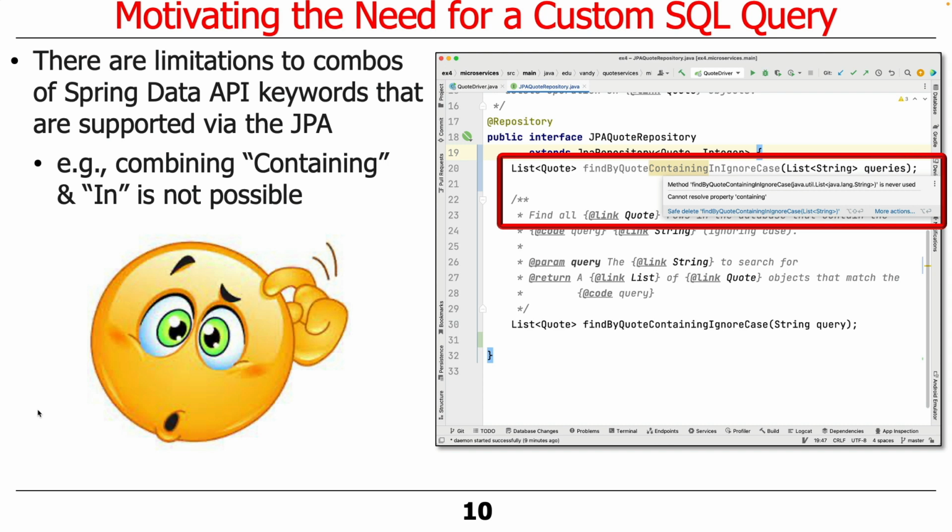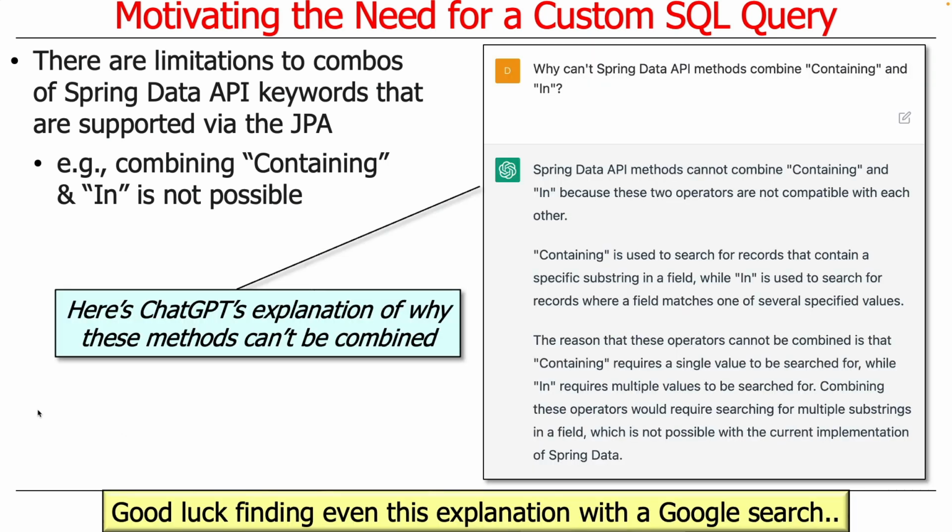it's not possible to combine containing, which is where you're looking for basically wildcard matches within some kind of column or field. You can't combine that with in. So we'd like to have containing in, so you can take a list of things and then look for containment. And I was very perplexed about why that was the case, and I tried Google searching, trying to understand why you couldn't combine containing and in, and good luck with that one.